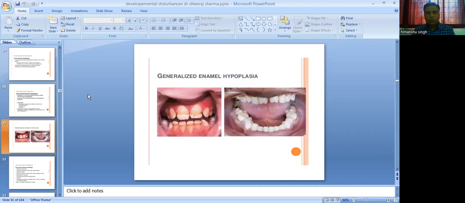And you can see in both the photographs the generalized enamel hypoplasia. That means all of the teeth are affected.